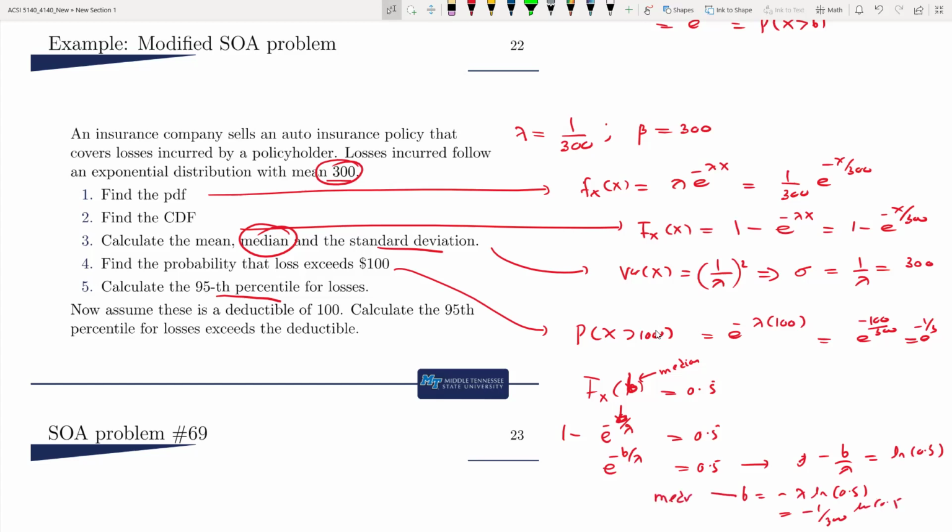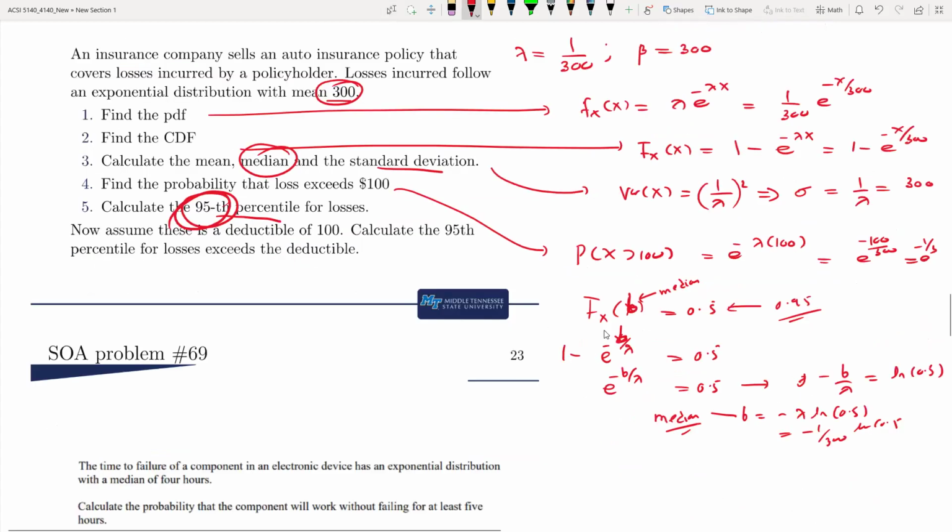Now this one asks you to calculate the 95th percentile. What you need to do is change this to 0.95 and follow the same procedure. After that, there's a question I would like you to try. There's a deductible of 100; calculate the 95th percentile for loss exceeding that deductible. See whether you can do it. If not, please let me know and we can discuss the solution.